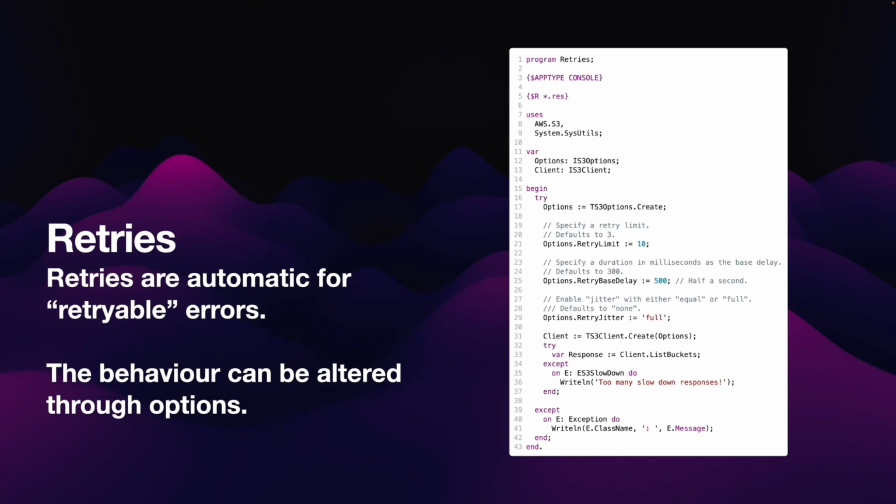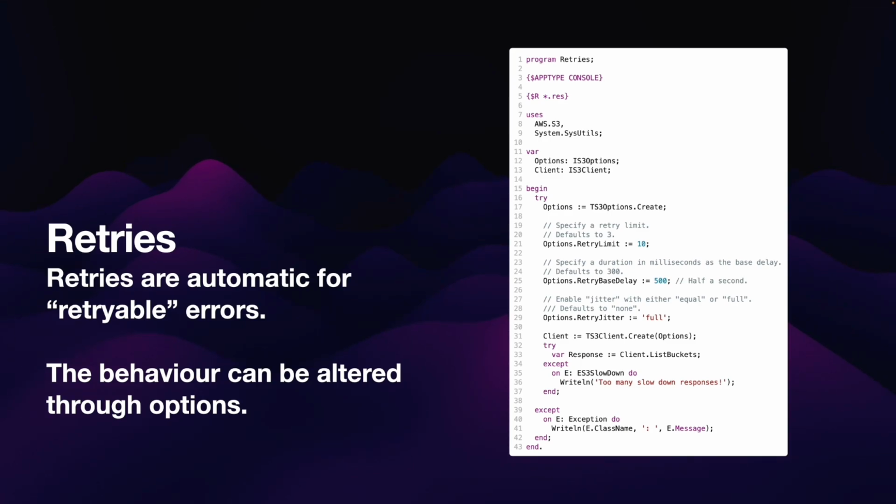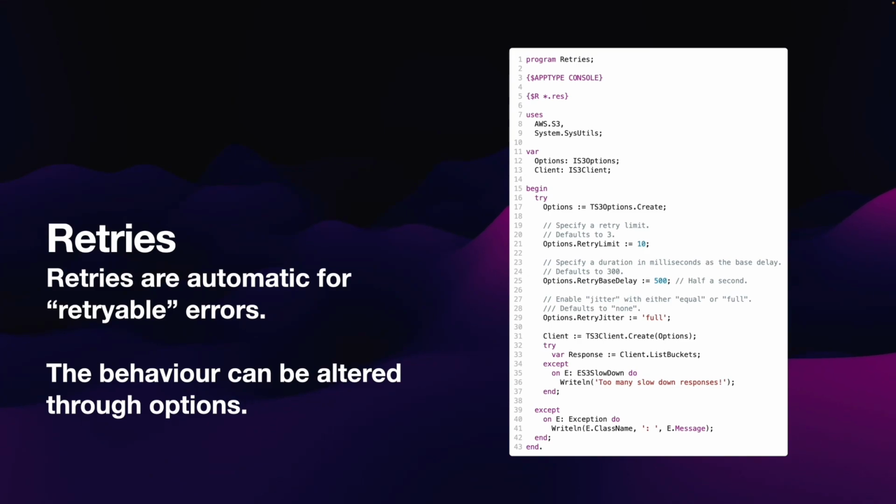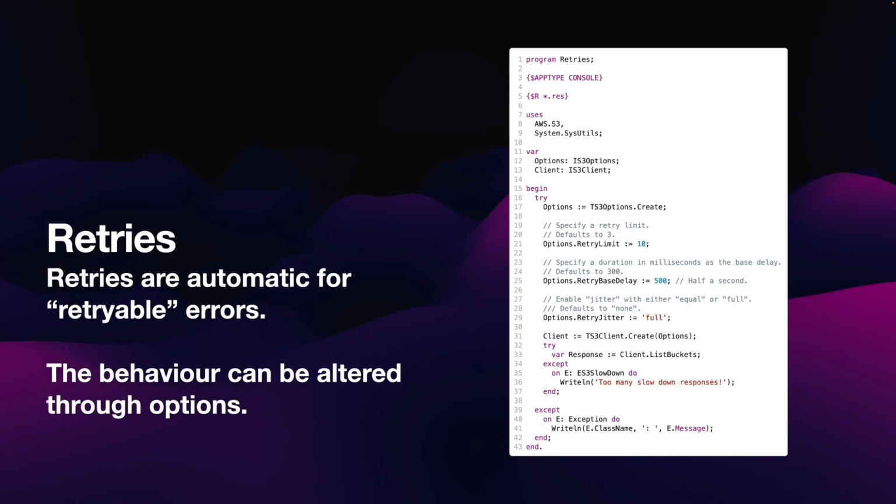So if we look on line 35, we're using the ES3 slowdown exception here to catch when there are too many slowdown responses. Now, slowdown is marked as a retryable error. So if we've got retry limit here set to 10, we're not going to see this exception for the first 10 times that this fails. We're only going to see it after that. So once it gets to its retry limit of 10, you are then going to get an exception of that raised.